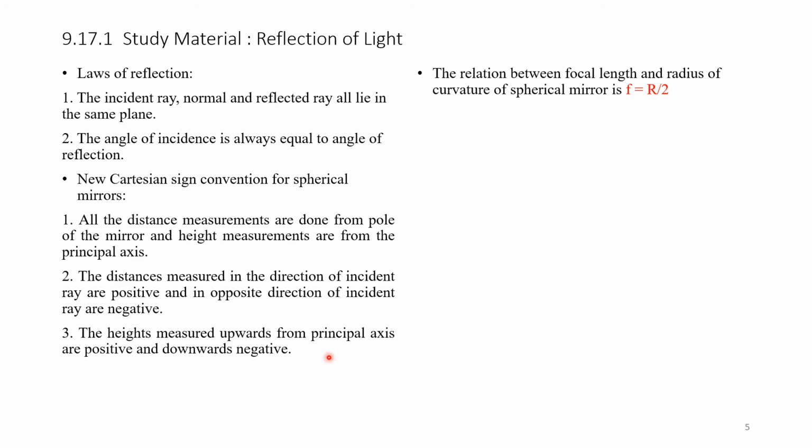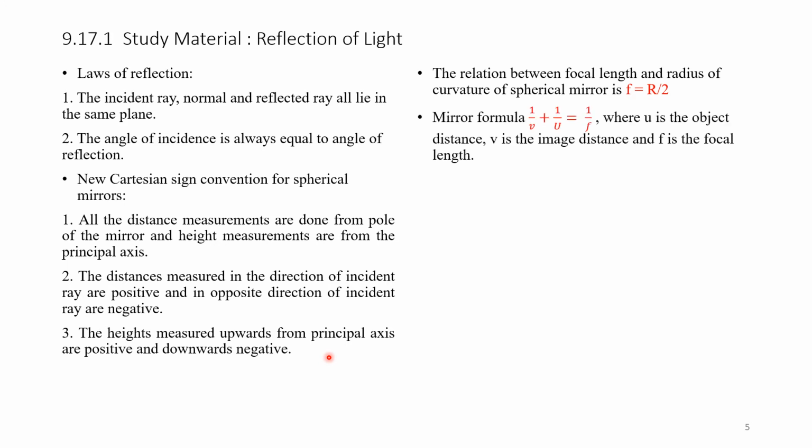The relationship between the focal length and the radius of curvature of a spherical mirror is f equal to R by 2, that is, the focal length is half of the radius. The mirror formula is given by the equation 1 over v plus 1 over u is equal to 1 over f, where u is the object distance, v is the image distance and f is the focal length.